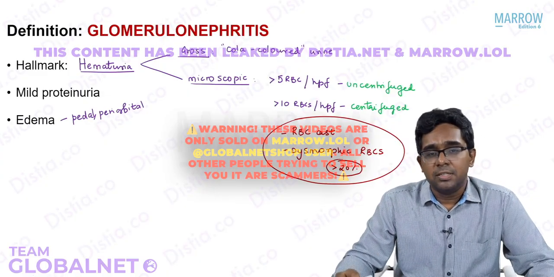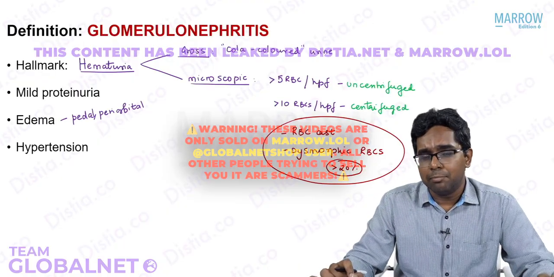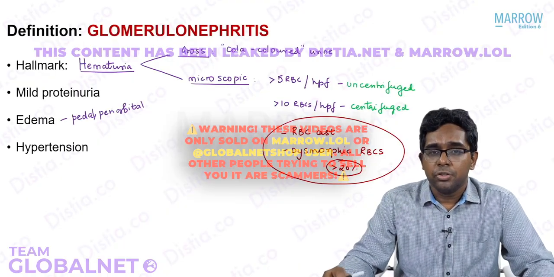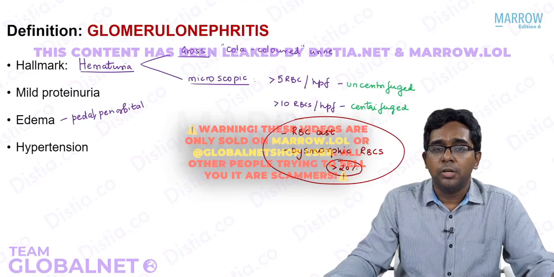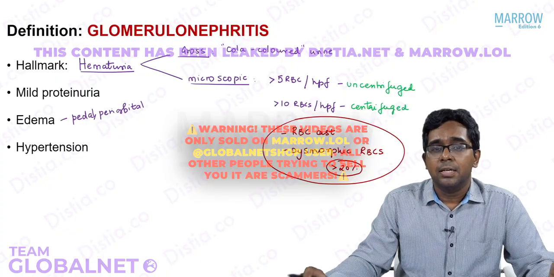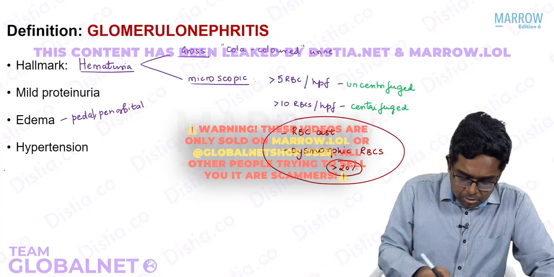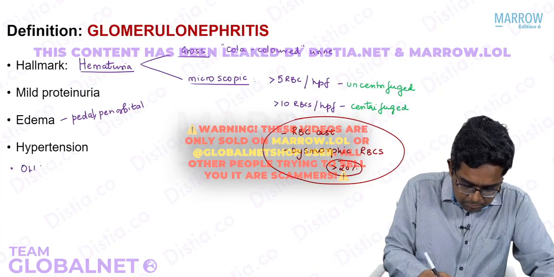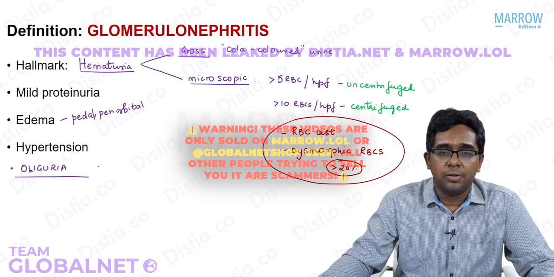The fourth important feature is the presence of hypertension. Please remember, hypertension is the main reason why we admit children with glomerulonephritis. So mainly we admit these children for monitoring of blood pressure and also to start medication in case it is in a hypertensive range. And these children can also have associated oliguria. These are the characteristic features of glomerulonephritis.